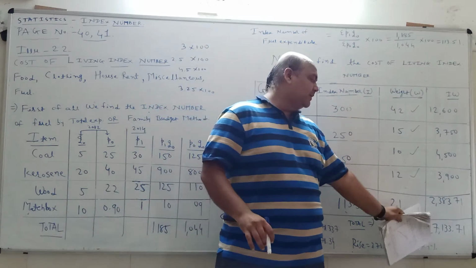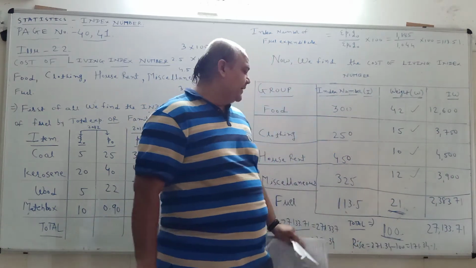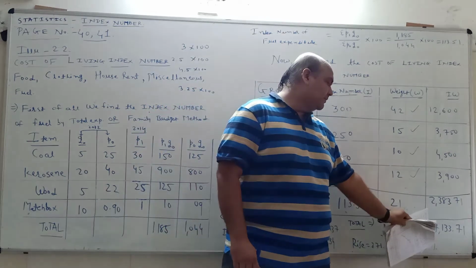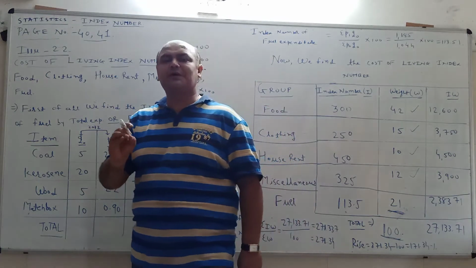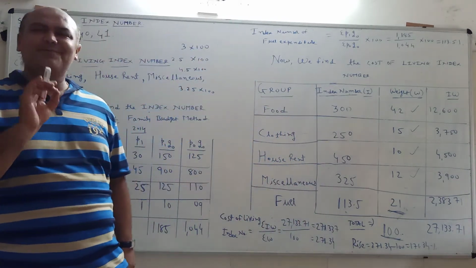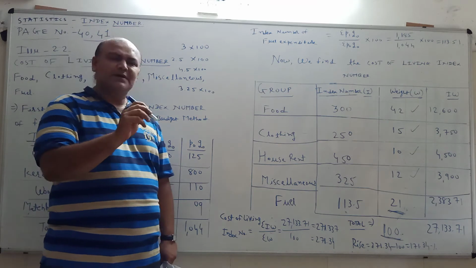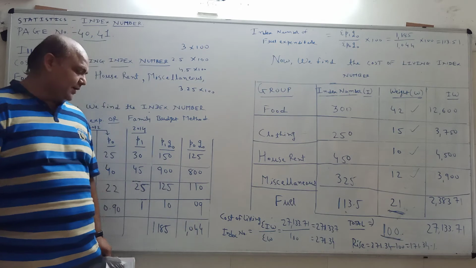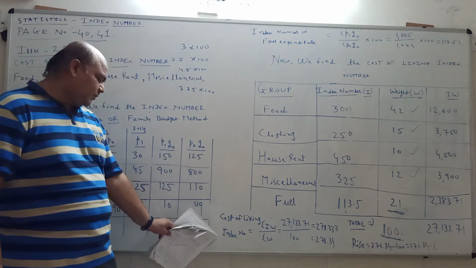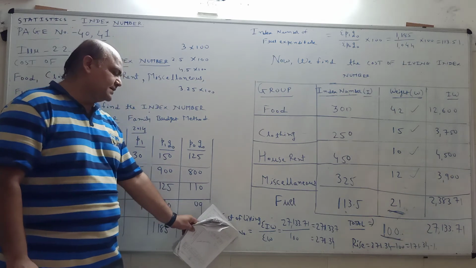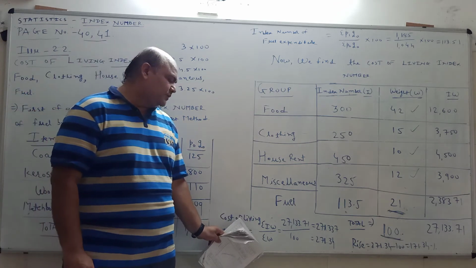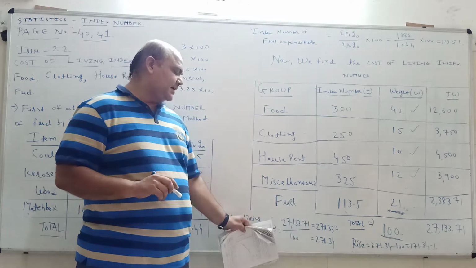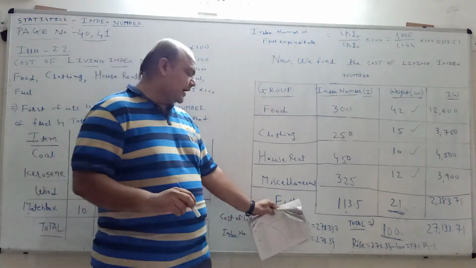At last, we have to do the total of both the columns, that is sigma IW and sigma W. The total of IW is called sigma IW and total of W is called sigma W. Here, the total of IW column is 27,133.71 and total of W is 100. Now finally, put the values into the formula. Cost of living index number is equal to sigma IW upon sigma W. 27,133.71 divided by 100.